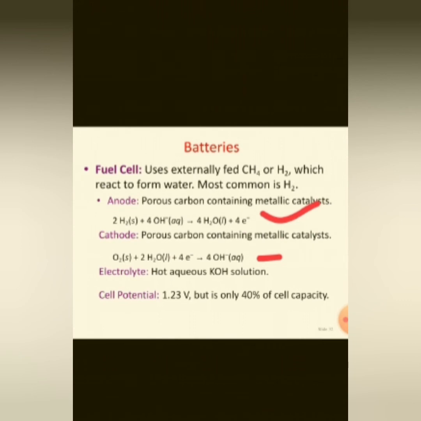Here the electrolyte is hot aqueous KOH solution and the cell potential is 1.23 volt, but it is only 40% of the cell capacity.